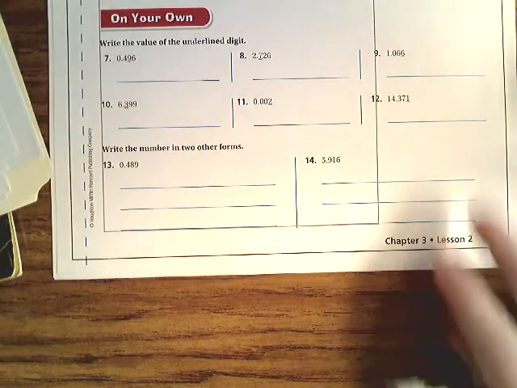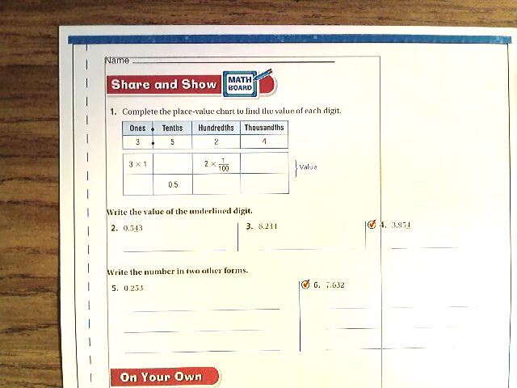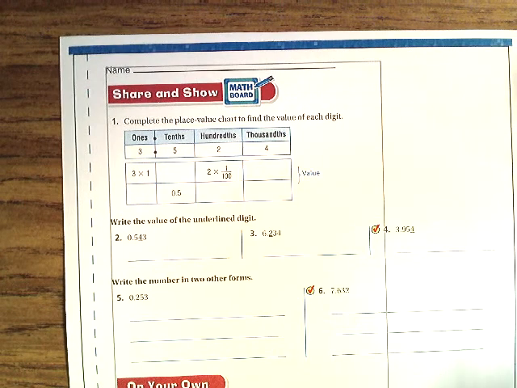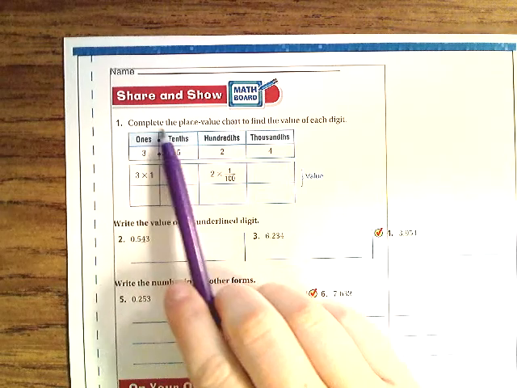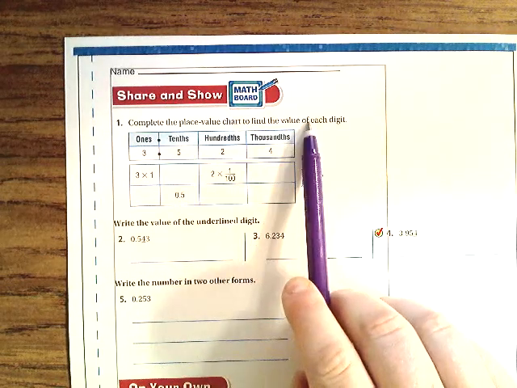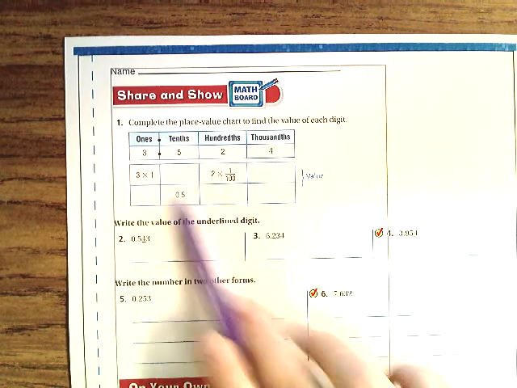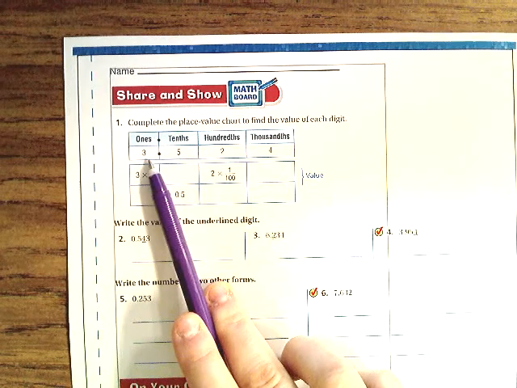I want to go to page 159 at the very top where it says share and show, because I like this example much better because it uses more than just zeros and another digit, okay? All right, so let's look at this together. It says complete the place value chart to find the value of each digit. So they've given us our place value chart here. They've actually given us our decimal too, our number.